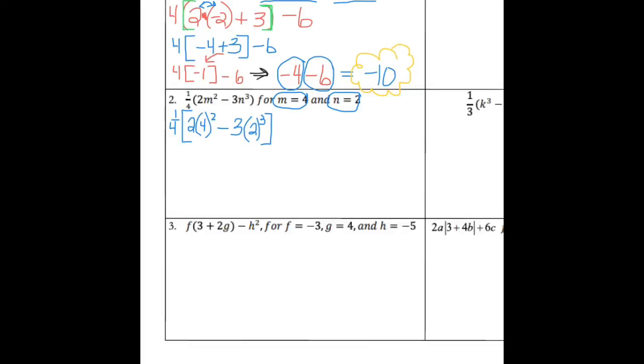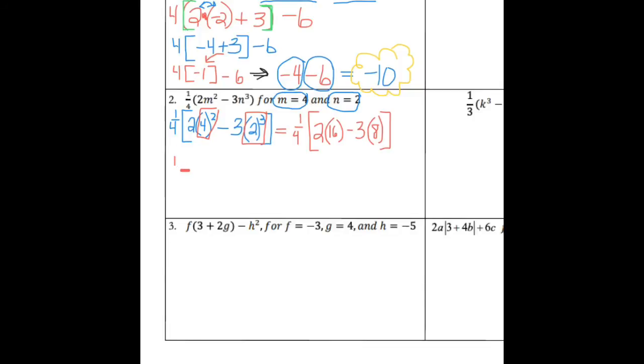All right, order of operations says I have to do what's in the parentheses or the grouping symbol, but inside that grouping symbol are some exponents. I have to do these first. So I have to figure out what this is, and I have to figure out what this is. So let's do that. I'm going to rewrite the whole problem. So 1/4 times the bracket, 2 times, what is 4 squared? 4 squared is the same thing as 4 times 4, which is 16, minus 3 times, what is 2 to the 3rd power? 2 times 2 times 2, or 8. Close my bracket.